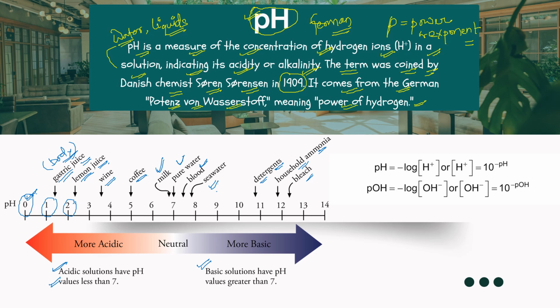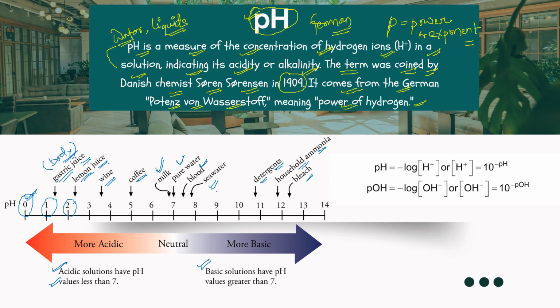But the thing that we are getting out of here is why it is called power of hydrogen, from which letter it has been coined, from which phrase it has been derived, and what the basic types of liquids are that show different pH at different scales. Okay, these are the things that we are getting out of this part, or this slide, of the presentation.